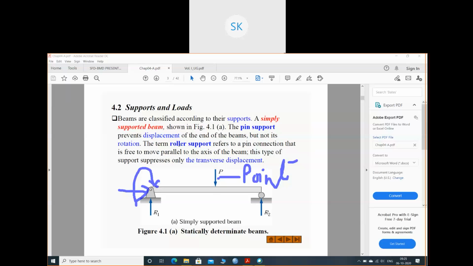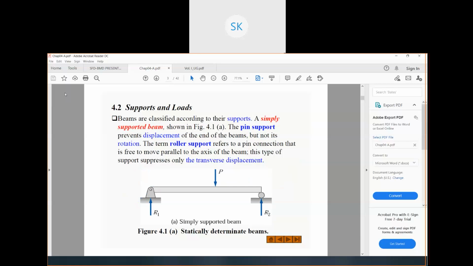The term roller support refers to a pin connection that is free to move parallel to the axis of the beam. This type of support suppresses only the transverse displacement. So it supports only this transverse displacement, not this one. Okay, so that is what they are talking about.